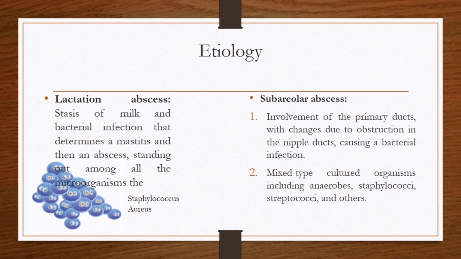Etiology. Lactation abscess: stasis of milk and bacterial infection that determines mastitis and then an abscess, standing out among all the microorganisms, the Staphylococcus aureus. Subareolar abscess: involvement of the primary ducts, with changes due to obstruction in the nipple ducts, causing a bacterial infection. Mixed-type cultured organisms including anaerobes, Staphylococcus, Streptococcus, and others.